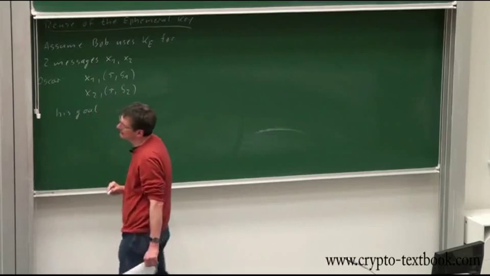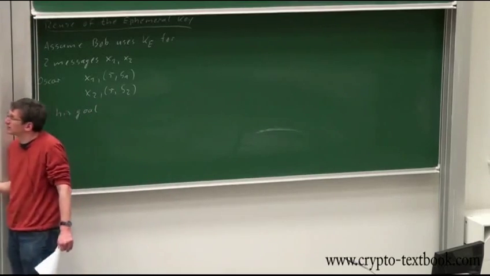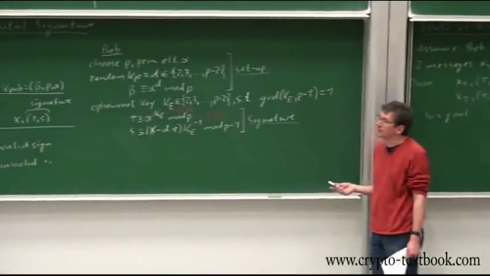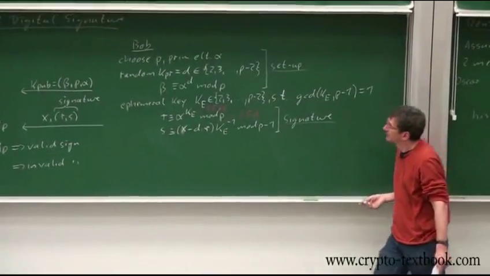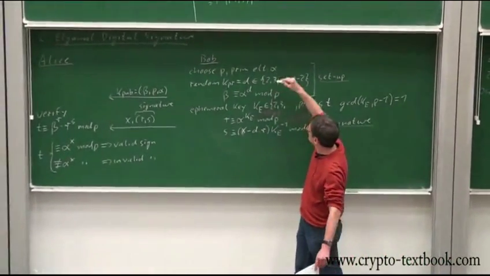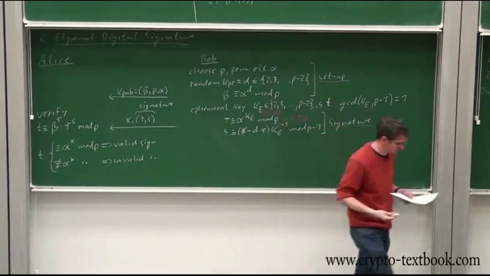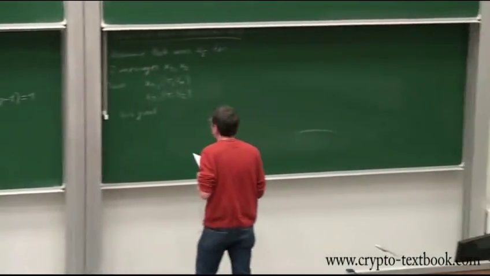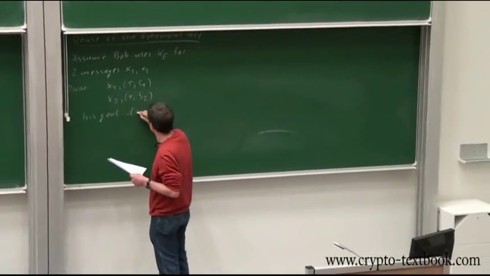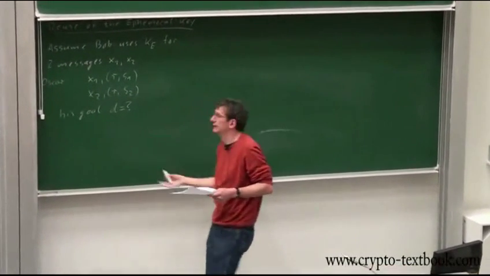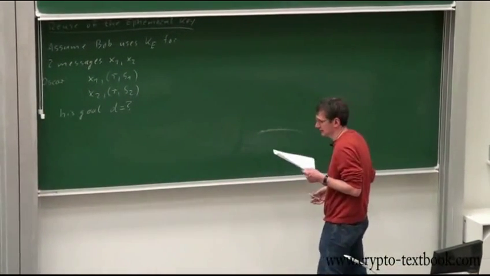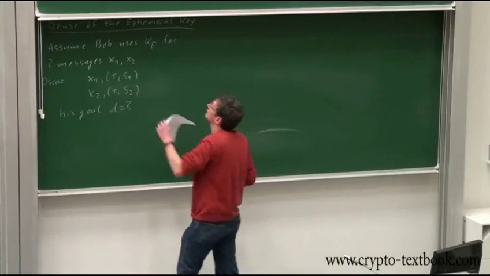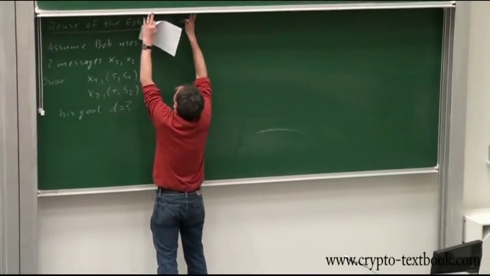What he would really like to know, what do you think is a big prize? What is a really cool thing to know for Bob? The private key, which is somewhere here, D, right? So, and now let's see, can he construct the private key? And in fact, he can. It's not that complicated.